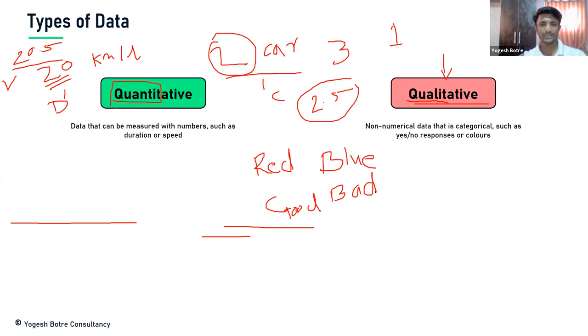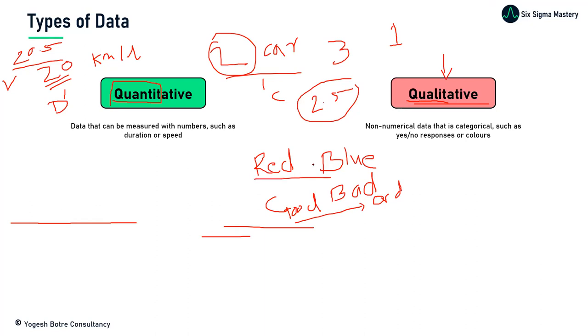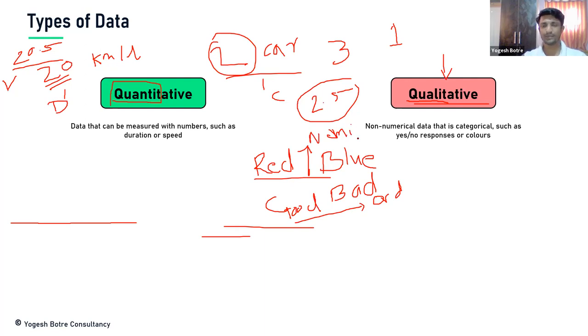So what type of data is it? Good, bad is ordinal, while the color is nominal data. So what differentiates ordinal and nominal? In nominal data, we have two colors, but we cannot give them a ranking, or derive an associated decision. There is a red car, there is a blue car, but there is no prerequisite related to it. So we cannot keep it in a sequence. So that is nominal data.